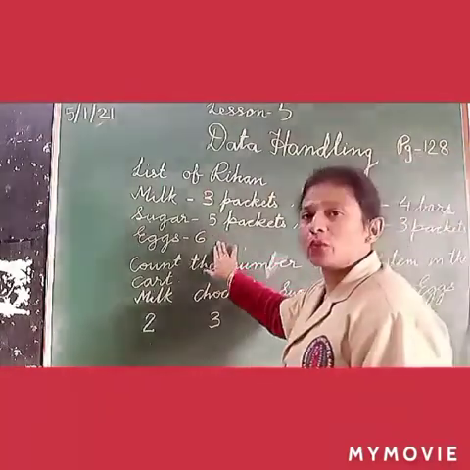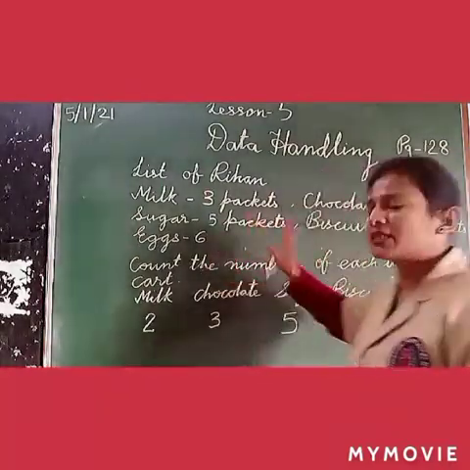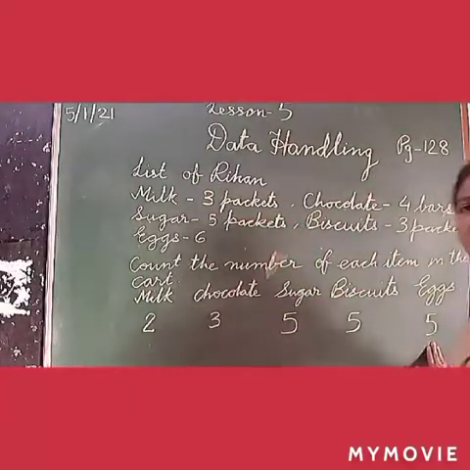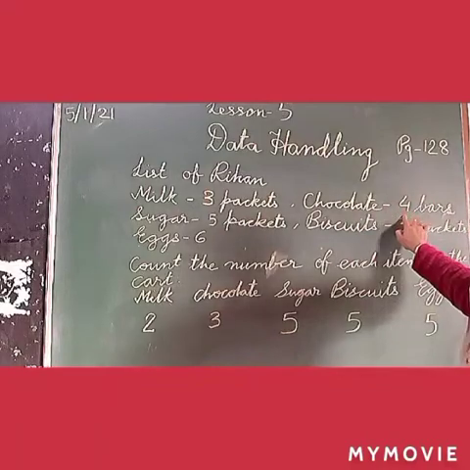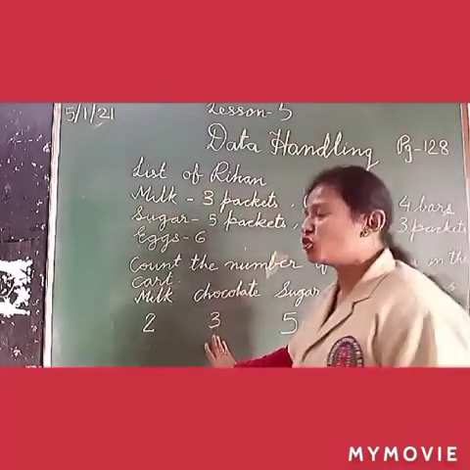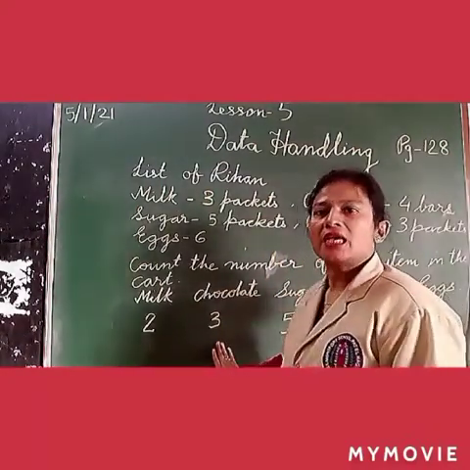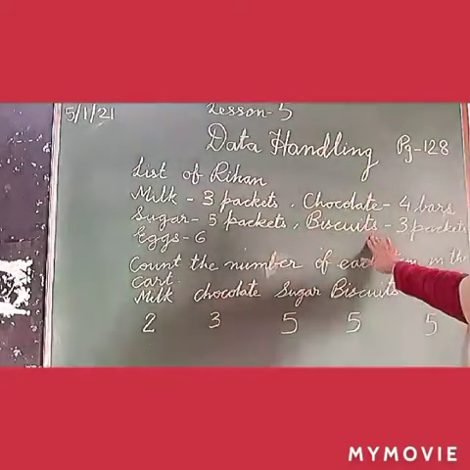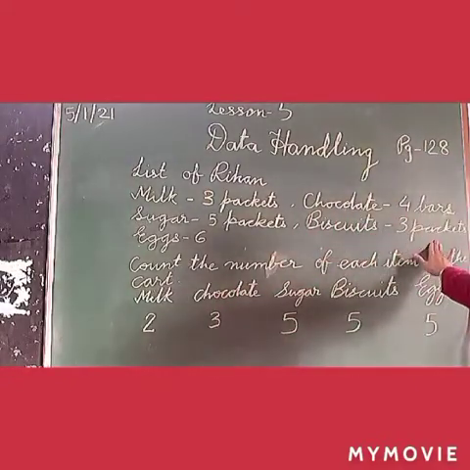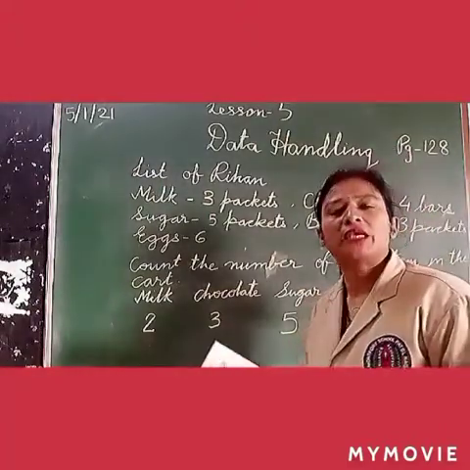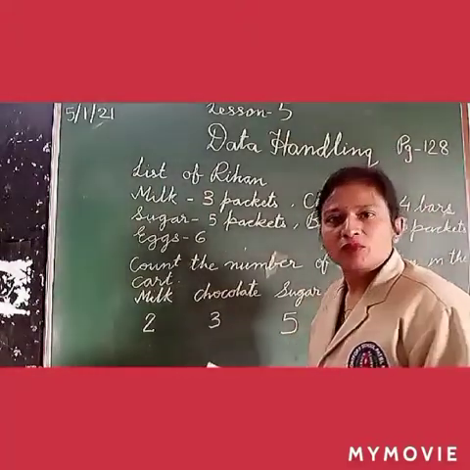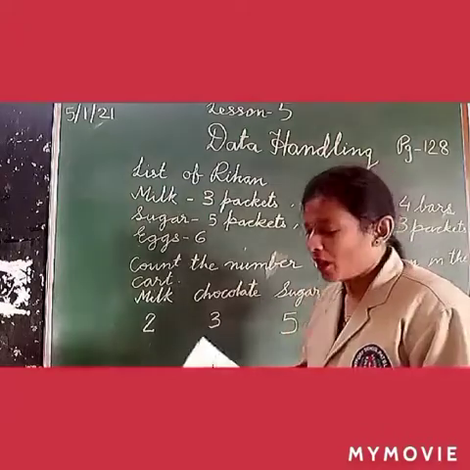Eggs, here 6 are written in the list and he has kept only 5. Again he has made a mistake. Chocolate, here 4 bars are written and he has kept 3 bars. Again he has made a mistake. Biscuit, here 3 packets are written and he has kept 5. In this way you can see that he has made a few mistakes.